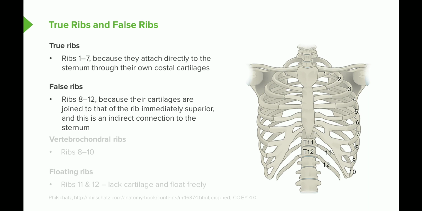Ribs 1 through 7 are true ribs. They attach directly to the sternum and have their own costal cartilage for each rib. The vertebrochondral ribs, ribs 8 through 10, attach in the front through other ribs. The floating ribs, 11 and 12, have different motion. They're not part of the rib cage, but they do have muscle attachments and affect the motion of the ribs.